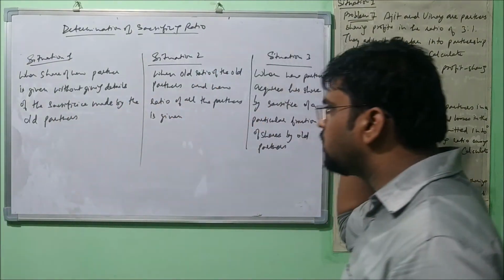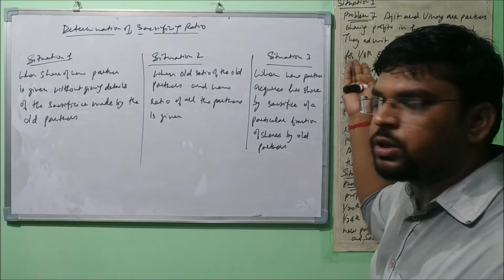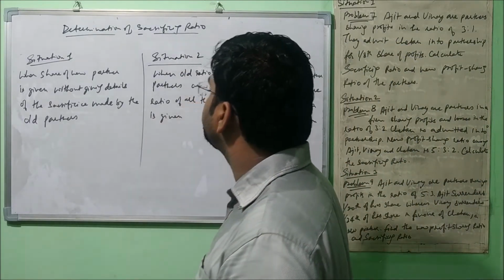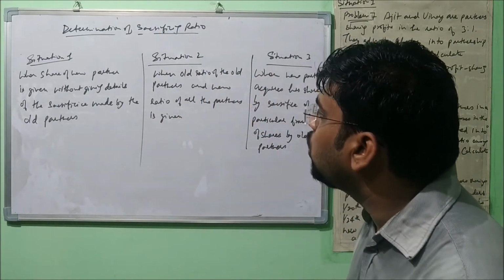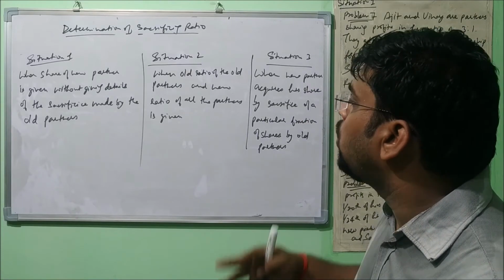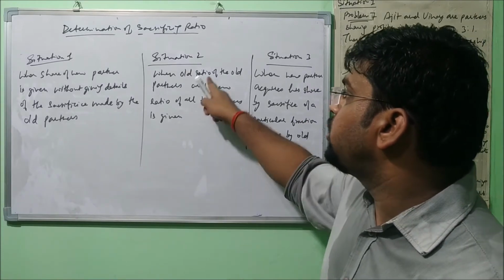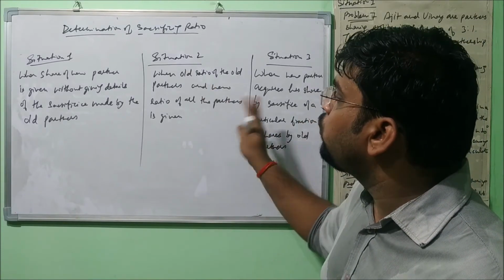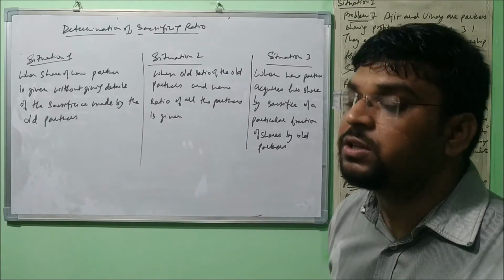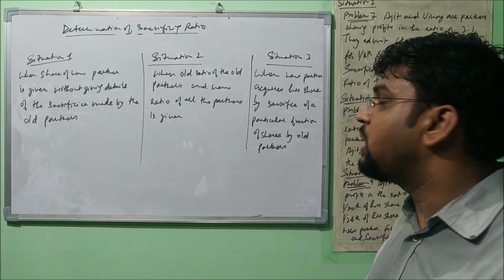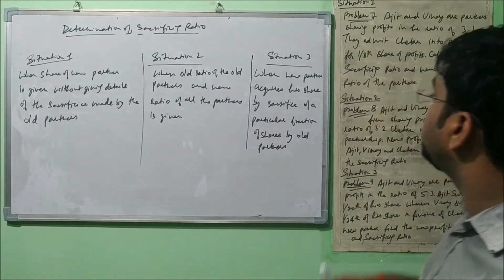Okay, problem number 7 we are going to attempt for that. Now situation 2, when the old ratio of the old partners and the new ratio of all the partners is given. So the old ratio is given, and the new ratio of all the partners, including the new partner, is also given. Then in that case how it is to be calculated, we will do in problem number 8.